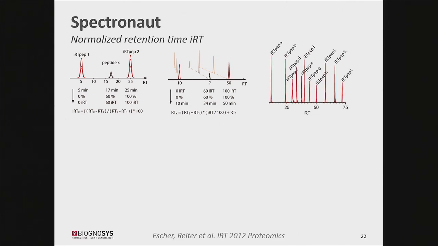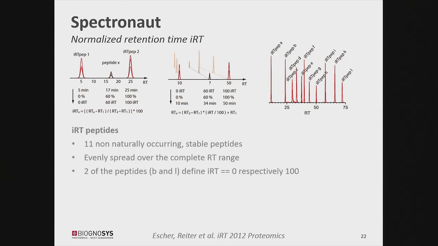We also defined this set of 11 IRT peptides. Two of those peptides, this one here and this one here, were the fixed points, defined as 0 and 100. Now you could ask, why didn't we take the first one? We didn't take the first one because it showed more fluctuation than the second one, because usually in the very beginning of how gradients are set up, you have more fluctuation. That's why we chose the second one. So these are 11 non-naturally occurring stable peptides. They're evenly spread over the RT range, and two peptides were used as fixed points.